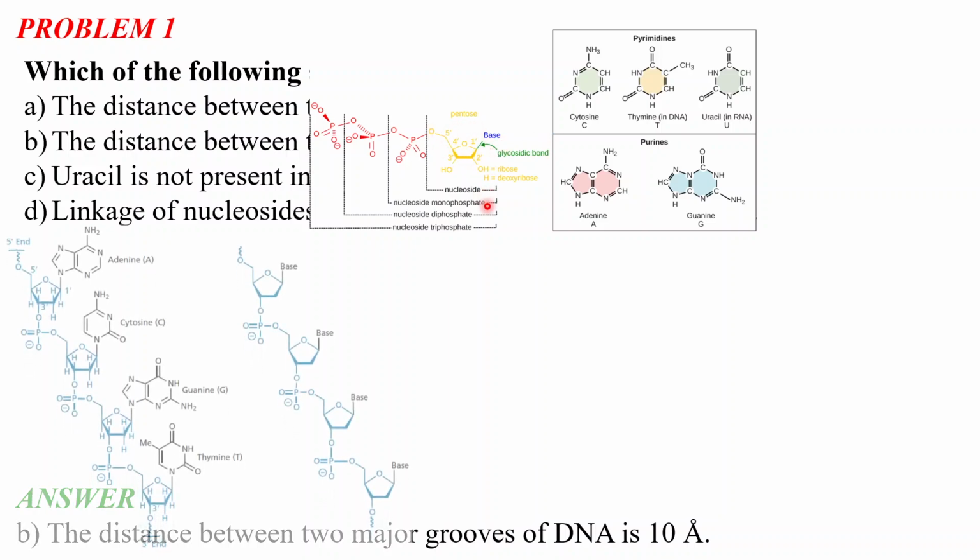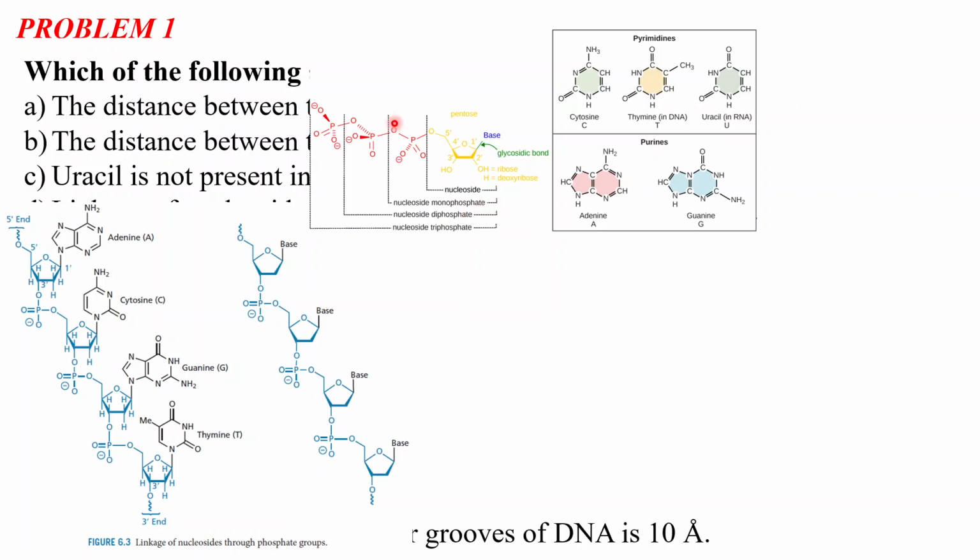Now the linkage of the nucleosides happens through the phosphate group. So this is the base and this is the pentose sugar, and here is another base and pentose sugar. Both nucleoside units are connected with a phosphate linkage. That is how the nucleosides are connected together through the phosphate linkage.